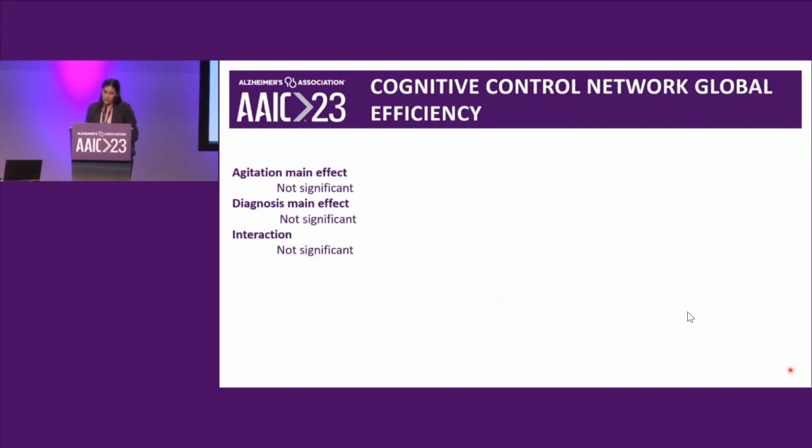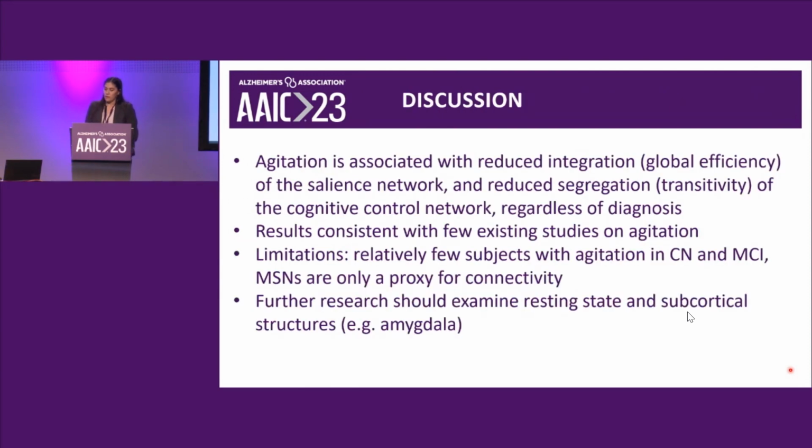For global efficiency of the cognitive control network, there were no significant main effects or interactions. So, to summarise, we found evidence that agitation is associated with reduced integration of the salience network and reduced segregation of the cognitive control network, regardless of diagnosis.